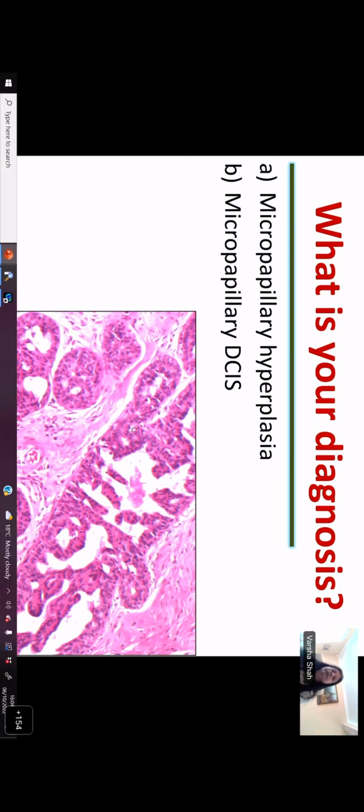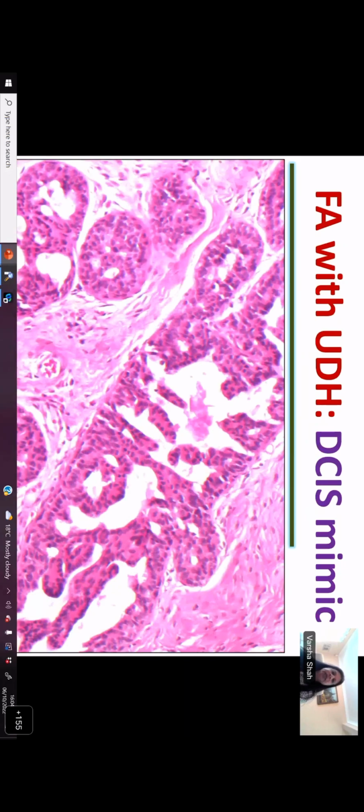So, madam, there are mostly A's and a few B. Okay, so the A is the correct answer. I think I did show you this picture in my intro talk. So it is micropapillary hyperplasia. Why am I calling it hyperplasia and not DCIS? Because of the papillae. Look at the papillae. They are kind of pointed papillae. They are not bulbous papillae. So broad base, but the pinched out papillae.